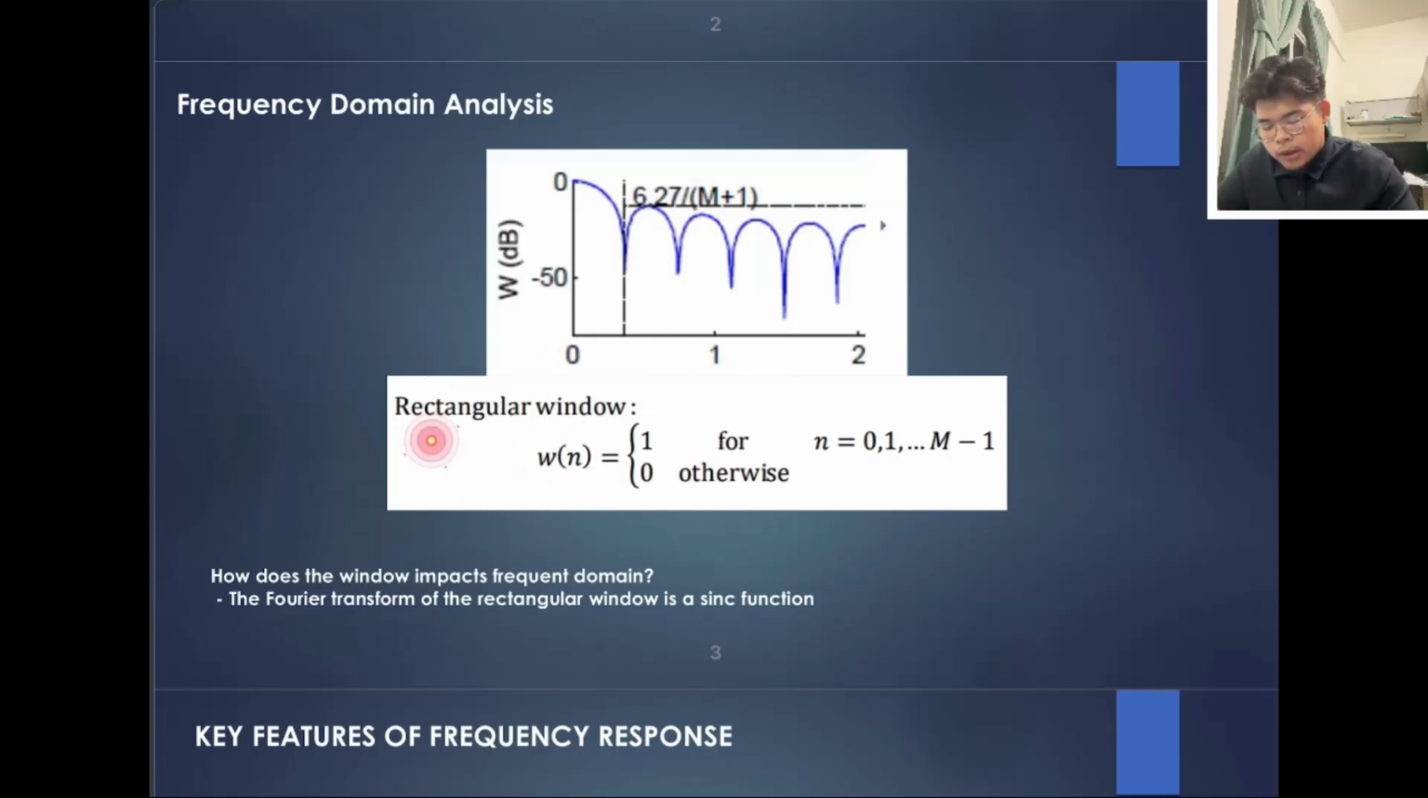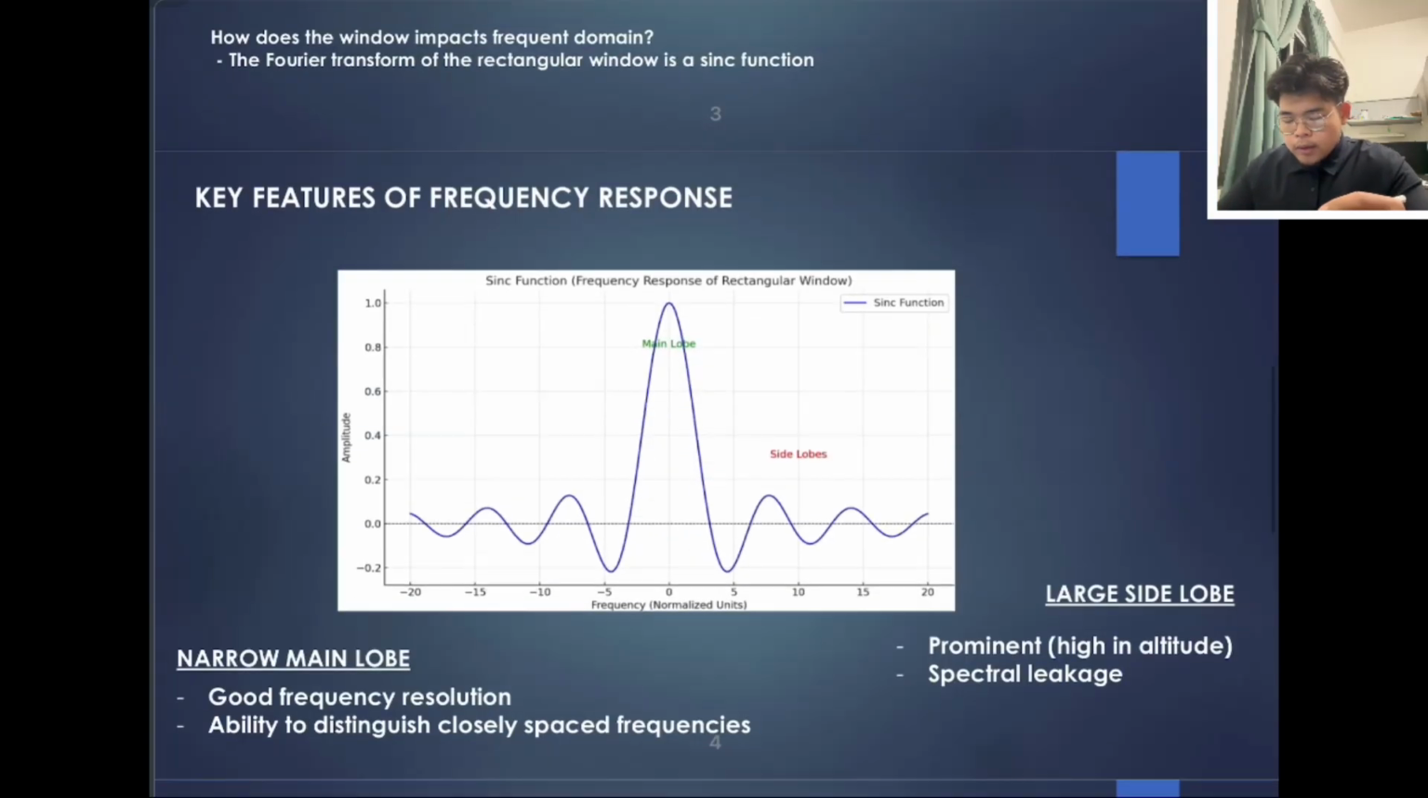Okay, the same formula can be seen and used in this picture right here, in this formula, where omega n equals 1 for n equals 0, 1, and continuing on to the value N minus 1. So how does the window impact the frequency domain? Basically, the Fourier transform of the rectangular window is a sinc function.